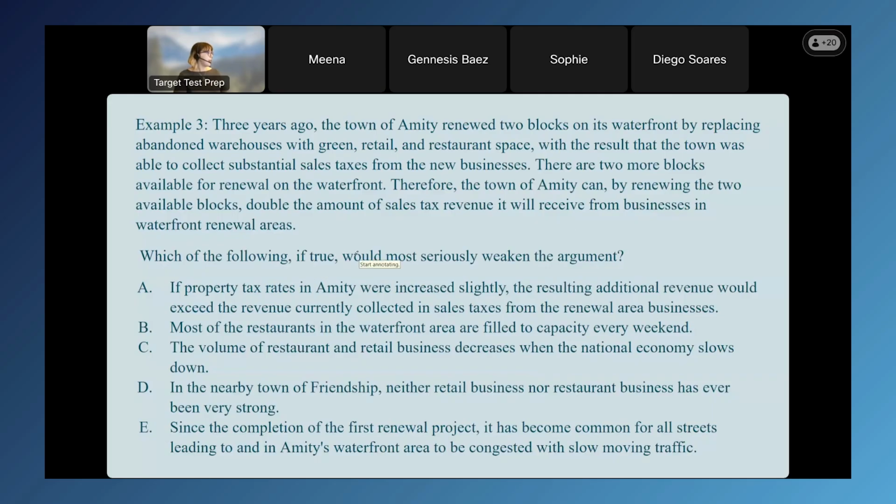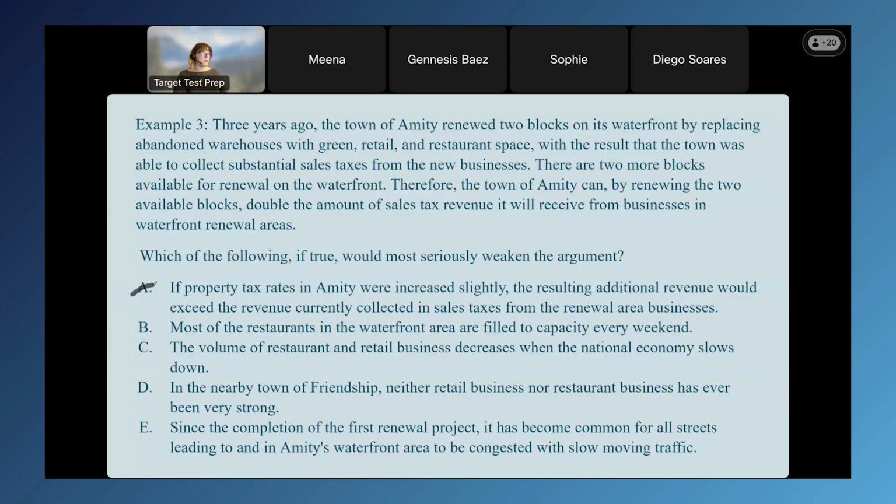Okay. A, if property tax rates in Amity were increased slightly, the resulting additional revenue would exceed the revenue currently collected in sales taxes from the renewal area businesses. So we are only talking about sales tax revenue in this waterfront renewal area. So only sales tax from these specific businesses in the waterfront area in the areas that they are renewing. So this thing about property taxes, it's talking about revenue from somewhere else.